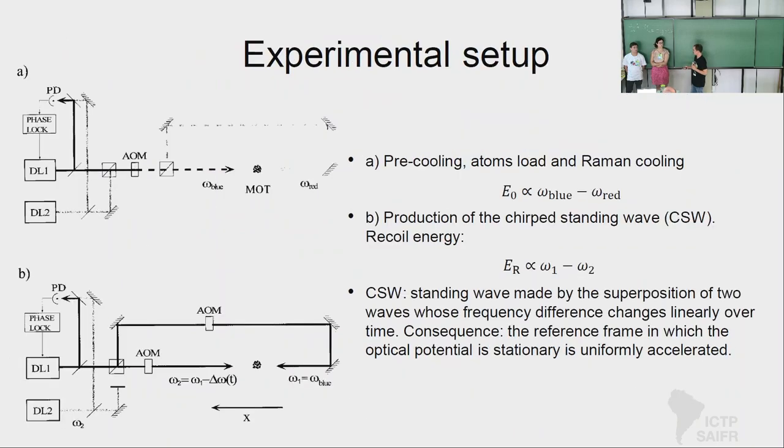Okay. It's the laser here, and here's this light. And I'm going to talk about the experimental setup.